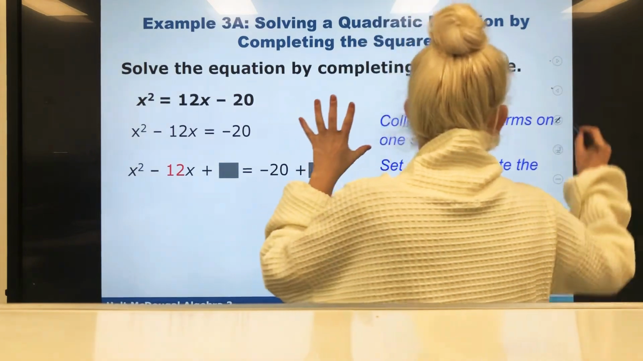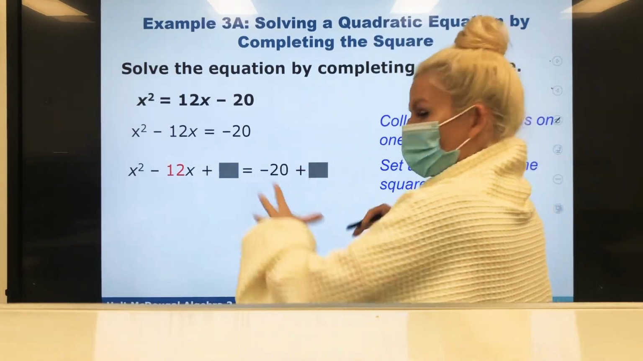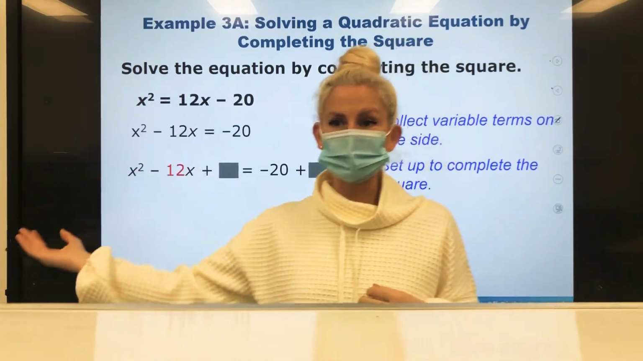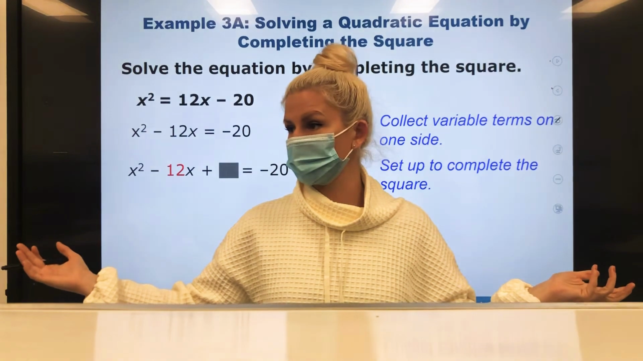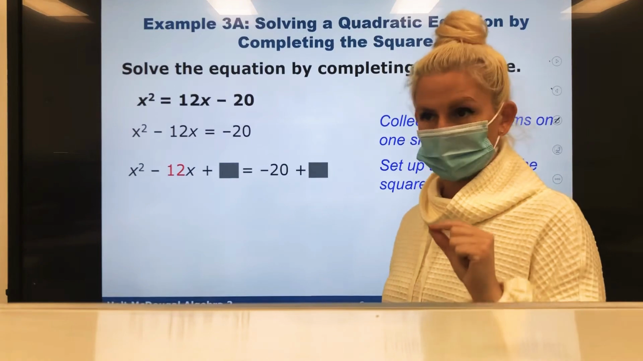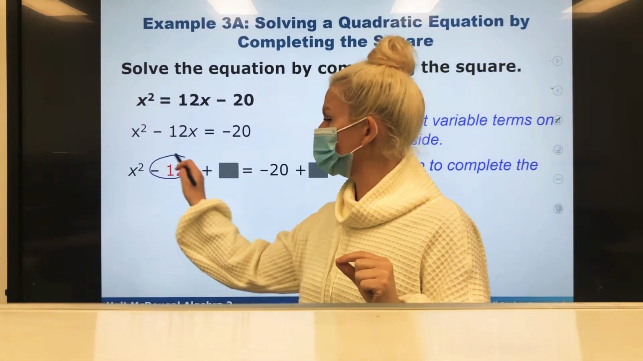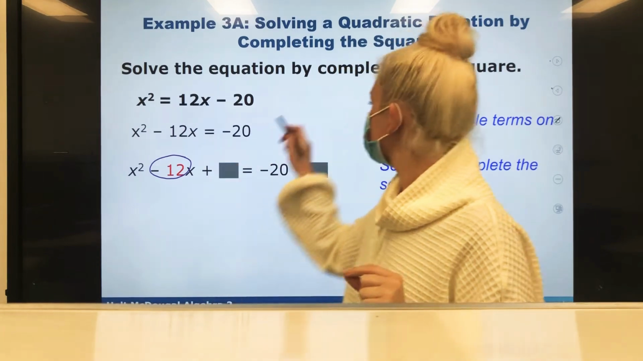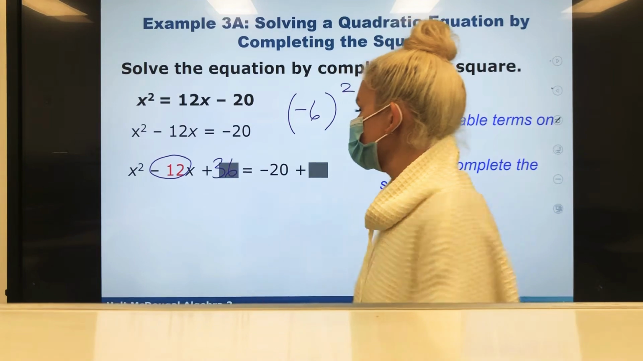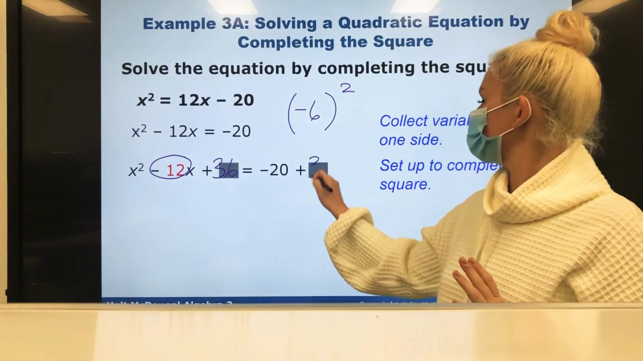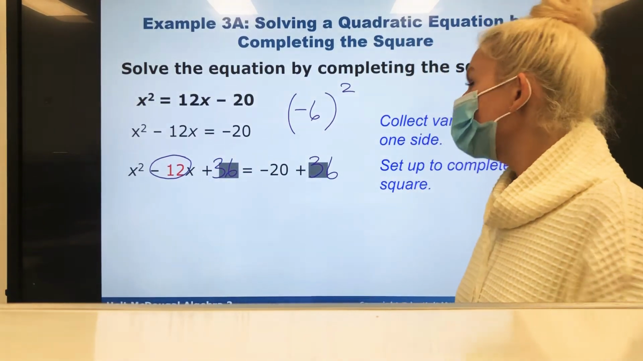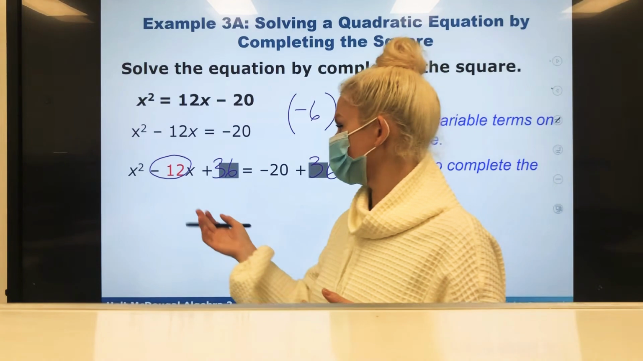Now, the beauty of this is that we can manipulate it to do whatever we want. However, you have to follow the rules. If I add something to one side, I have to add it to the other side. So what am I going to add? This is where half of b, squared comes in. Half of negative 12 is negative 6, and negative 6 squared is 36. So I'm going to add 36 here, and I'm going to add 36 there. Whatever you add to one side, you have to add to the other. Okay, now I can go ahead and factor this. How does this factor?